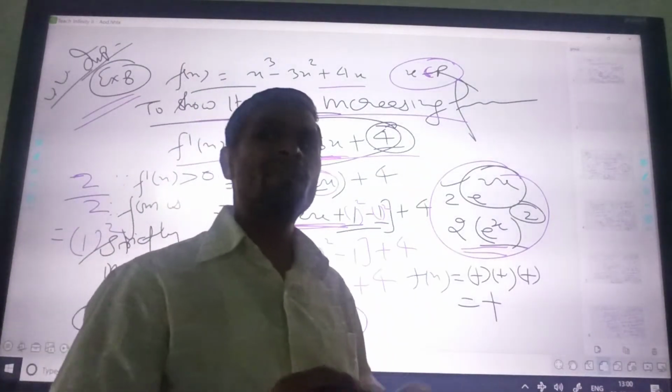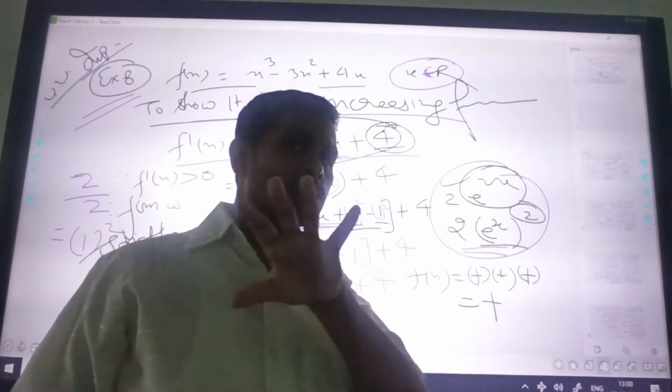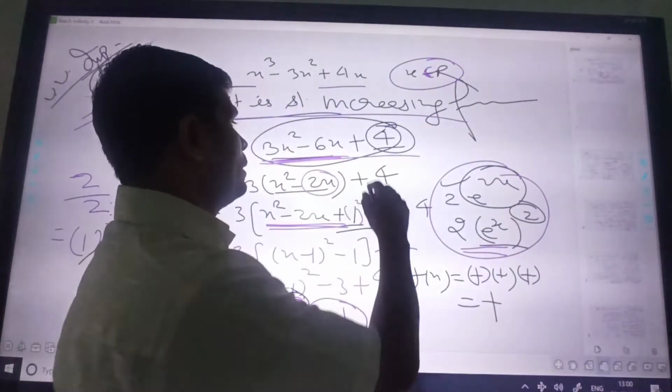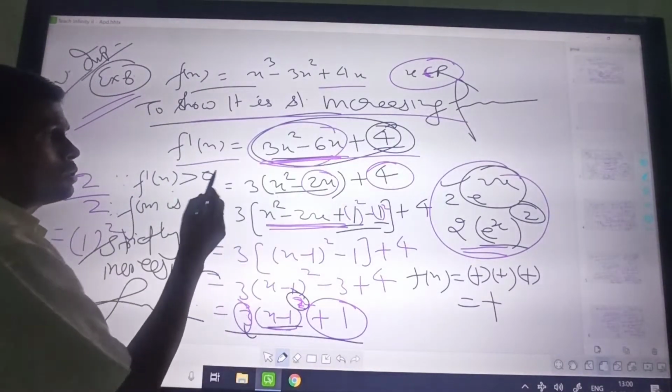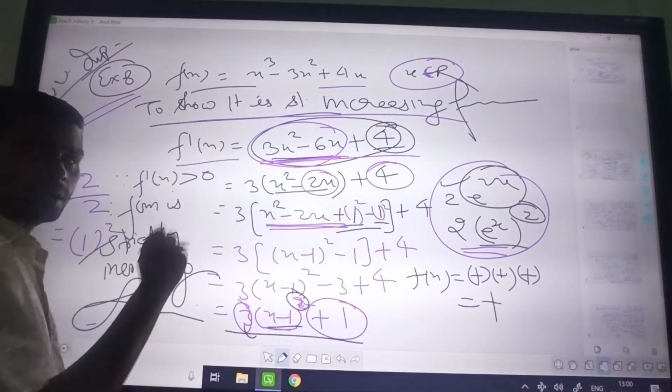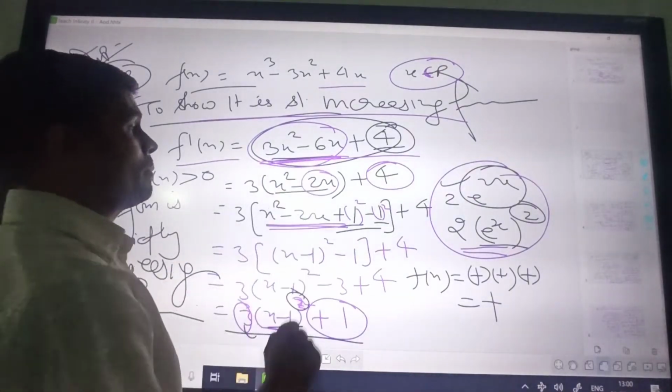So first of all, we will solve for x, and then we will think. Leave this term and think about these two terms. In these two terms, we can take out 3 as a common factor. After taking out 3 as a common factor, this gives us x square minus 2x.